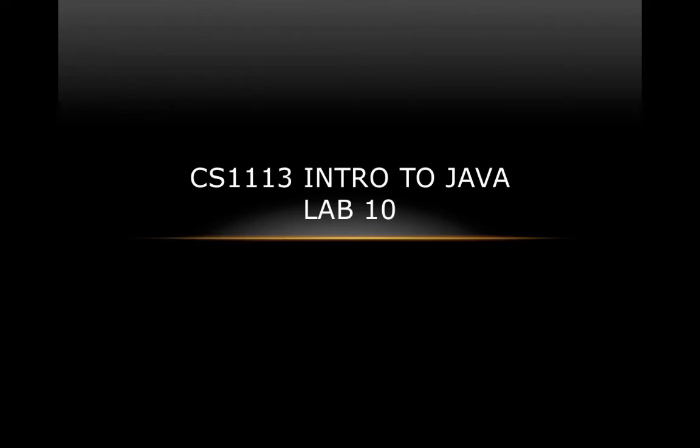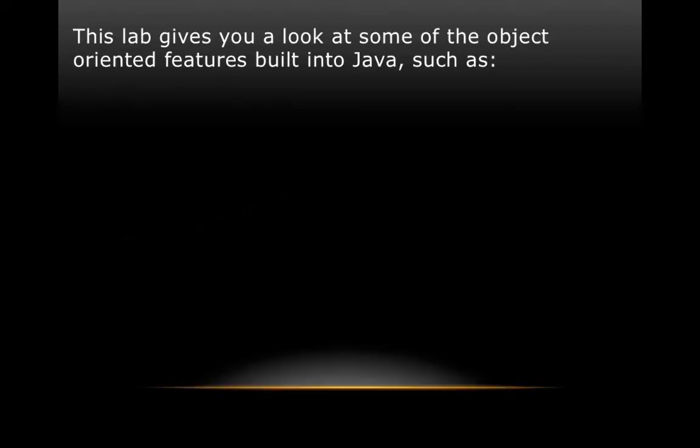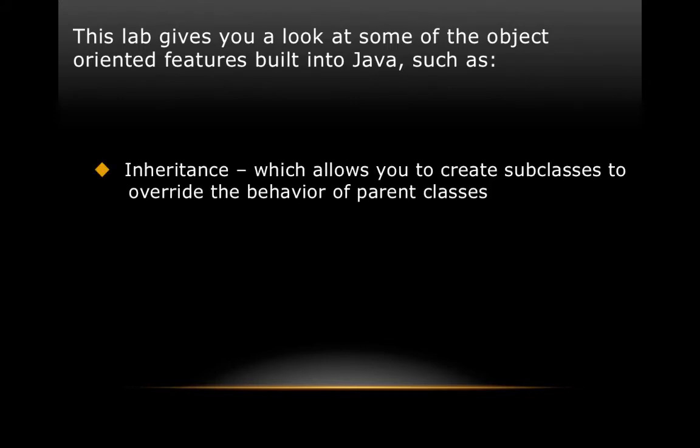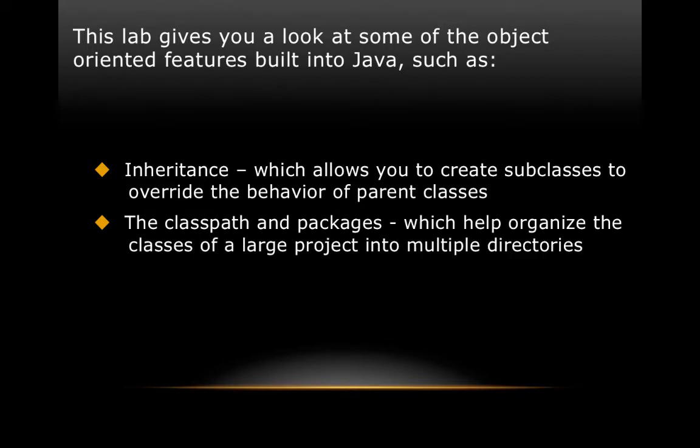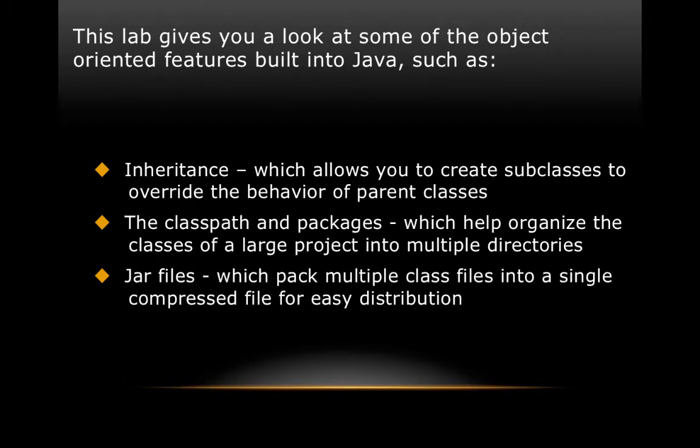CS1113 Intro to Java, Lab 10. This lab gives you a look at some of the object-oriented features built into Java, namely inheritance, which allows you to create subclasses to override the behavior of parent classes, the class path and packages, which help you to organize the classes of a large project into multiple directories, and jar files, which allow you to pack multiple classes into a single compressed file for easy distribution.